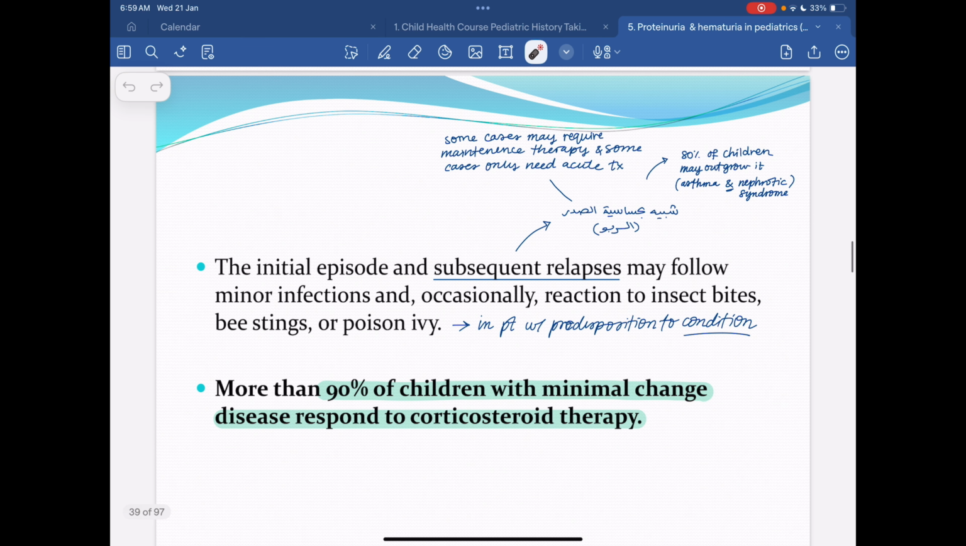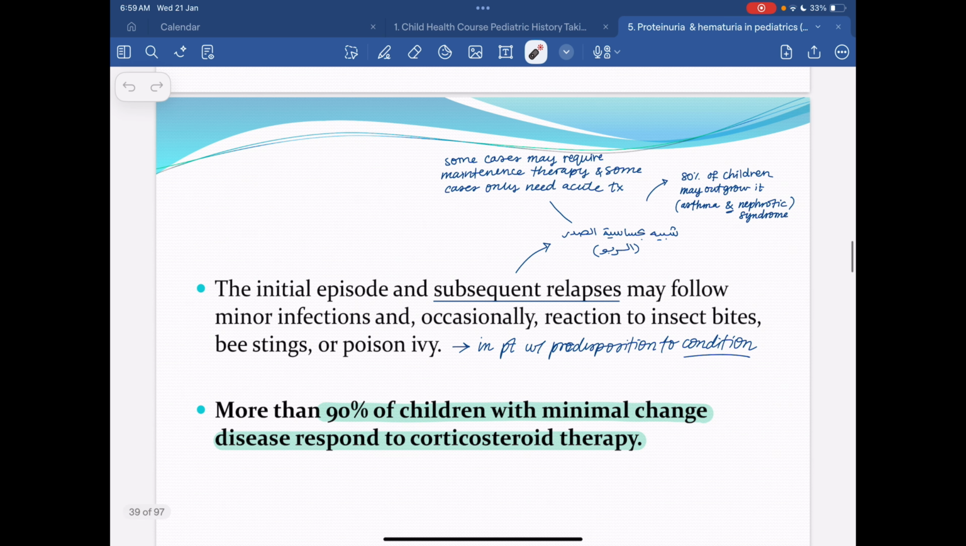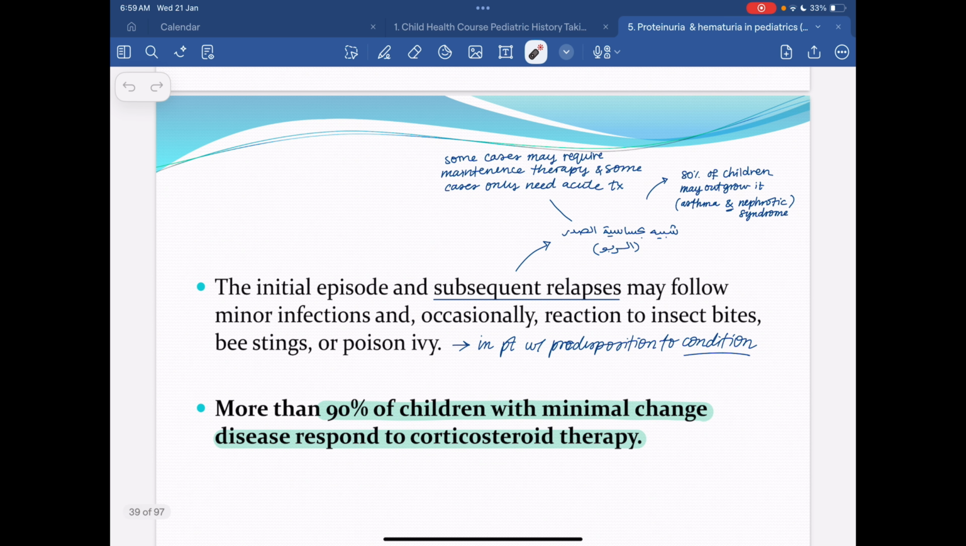طيب, هو إيش كيف يجي minimal change disease؟ يعني هو it's a chronic disease. يقول الدكتور إنه يحب يقول الأهالي إنه يشبه حساسية الصدر أو الربو. فيكون عندنا initial episode, a triggering episode, مع subsequent relapses, which may need acute treatment. So some cases may require maintenance therapy, and some cases only need acute treatment.